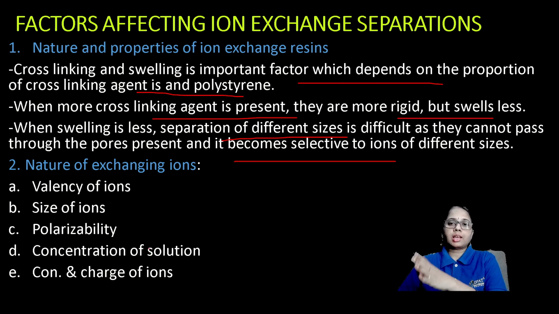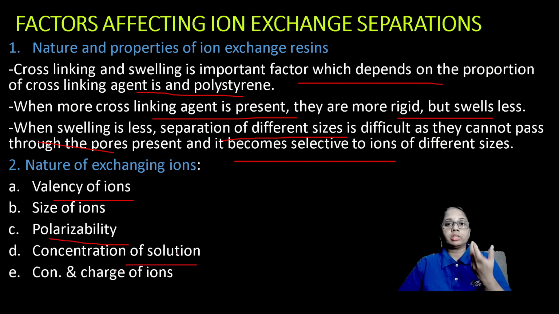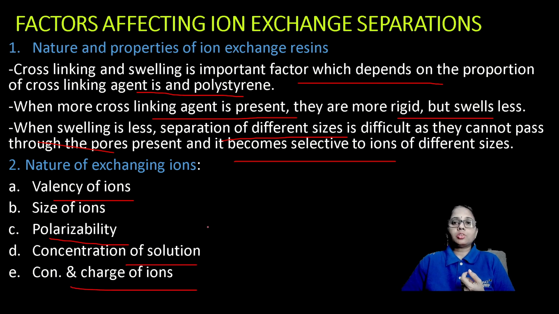Okay, if your sample contains some chlorides and bromides ions, how is this anion exchange resin going to act on this? So the valency of the ions is also very important, as well as the size of the ions, the polarizability, and the concentration of the solution. For high loading, you need to use not more than 2 mg per ml.